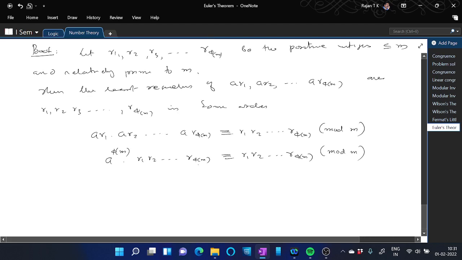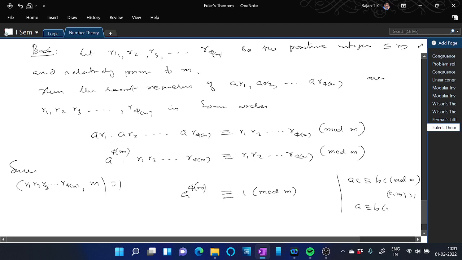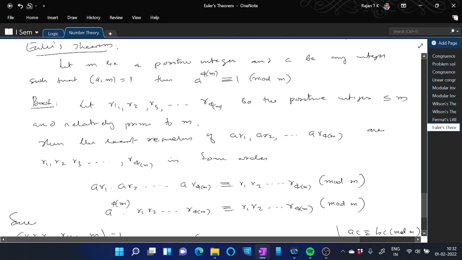Since every r1, r2 etc. r phi m is relatively prime to m, the product r1, r2, r3 etc. r phi m is relatively prime to m, that is the gcd is 1. So we can divide this by r1, r2 etc. r phi m. We get a raised to phi m is congruent to 1 mod m. Here we use AC congruent to BC mod m, and with the gcd of C and m equal to 1 we have A congruent to B mod m. Thus we have the result A raised to phi m is congruent to 1 mod m. That is Euler's theorem. So if m is a positive integer and A is any integer relatively prime to m, then A raised to phi m is congruent to 1 mod m.